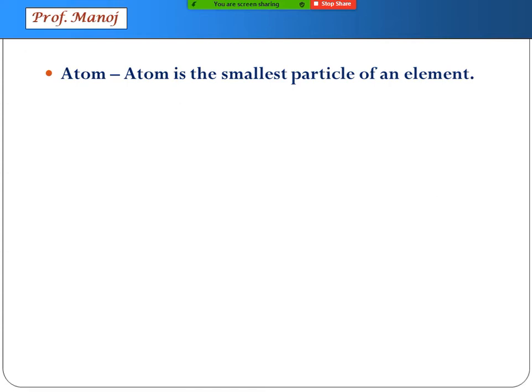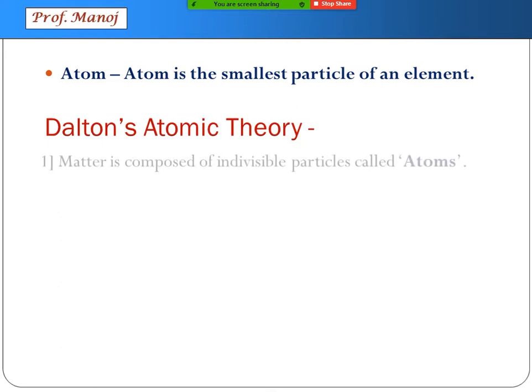There are some other definitions usually learned at school level, but they are now all outdated, and we only stick to this definition. The oldest information about the atom was given by John Dalton in 1809. It is now termed Dalton's atomic theory. The different points, which are called postulates of this theory, go like this.